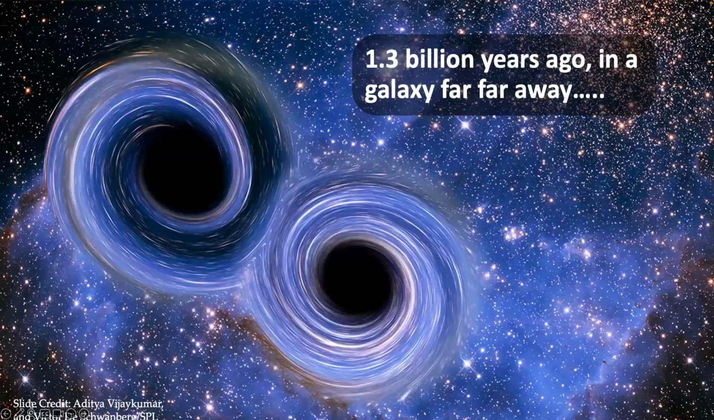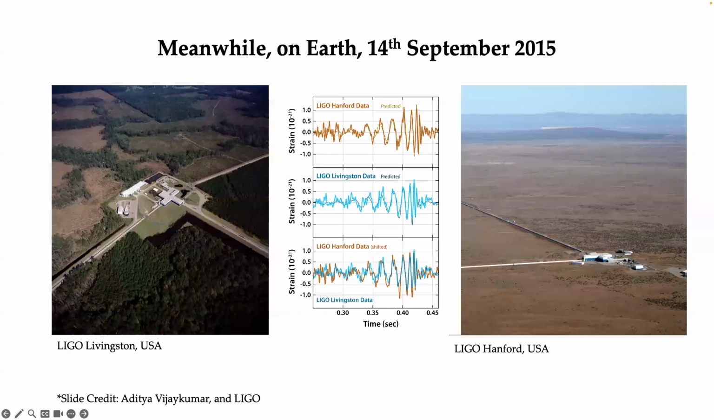So black holes merge all the time. This particular black hole merged 1.3 billion years ago in a galaxy far, far away. And then that signal traveled through the universe for 1.3 billion years. And then here on Earth, on 14 September 2015, it hit the detectors. It hit one of the detectors, and then 10 milliseconds later, because gravitational waves have some speed, it hit the other detector.